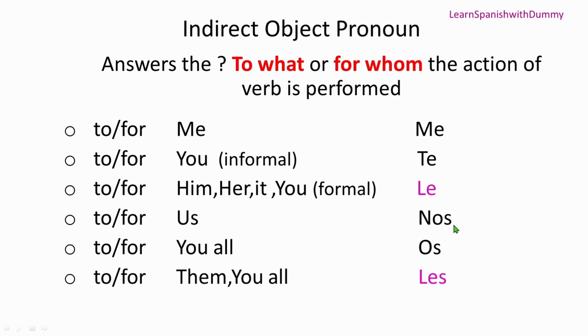Next we have nos. Nos means to us or for us. Okay, next os. Os could mean to you all or for you all, and this you all is informal. Les. Now les is very important. It can mean to them or to you all, and for them or for you all. Now this you all is the formal one. Okay, just go through this, remember them, the uses of it. Okay, and we're going to use them practically.